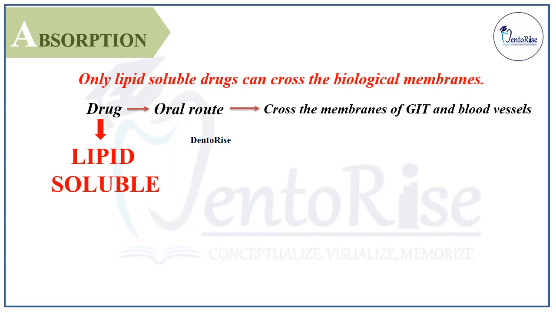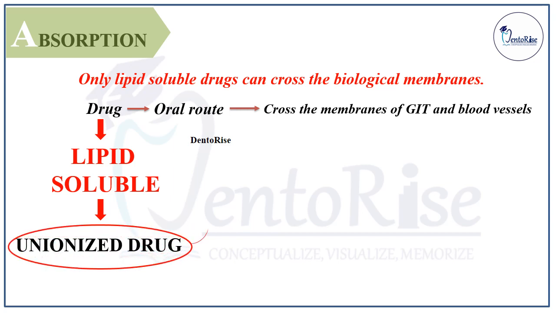Key point number 2: a drug would be lipid soluble whenever it is in the unionized form. A drug can be present in 2 forms, either unionized or ionized. In the unionized form, the drug is lipid soluble, while in the ionized form, the drug is water soluble. So, for the drug to cross the biological membrane, it has to be in the unionized form, and only then would it be lipid soluble.